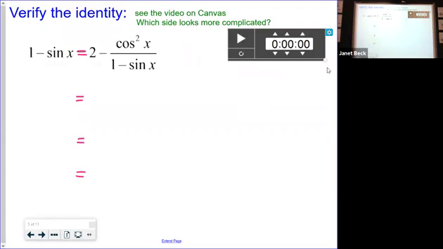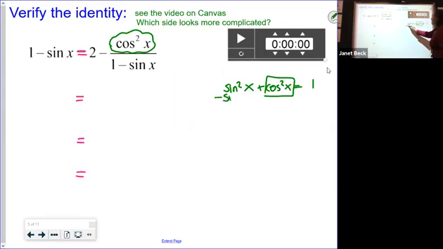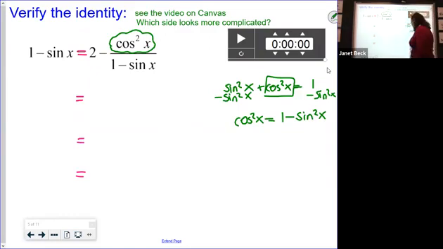Looking at cos squared x, it's obviously squared, so I'm thinking about my Pythagorean identities. The only one with cosine in it is the one that says sine squared x plus cos squared x equals 1. So what would cos squared x be on its own? I'd have to subtract sine squared x from this side, yeah? Cos squared x equals 1 minus sine squared x. So when I see that, I could write 1 minus sine squared x in its place.